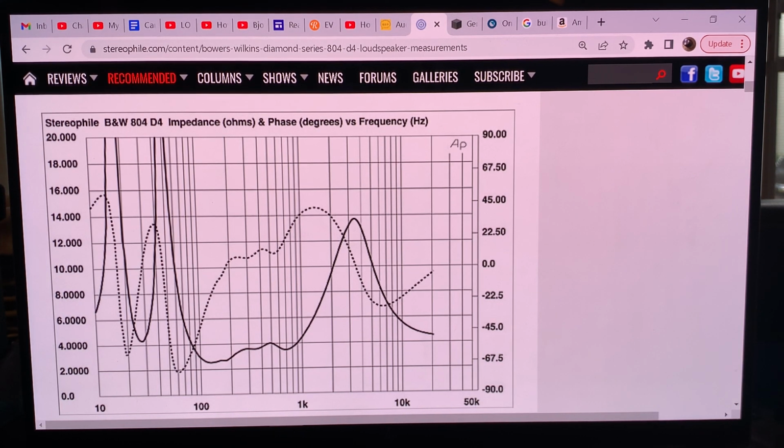A 4 ohm loudspeaker would be equivalent to a very heavy van. An 8 ohm loudspeaker would be equivalent to an SUV, and a 16 ohm loudspeaker would be equivalent to a sports car. And the engine of these is your amplifier, and the amplifier has a certain challenge to drive a loudspeaker, the same way as the car engine has a challenge to drive your car.